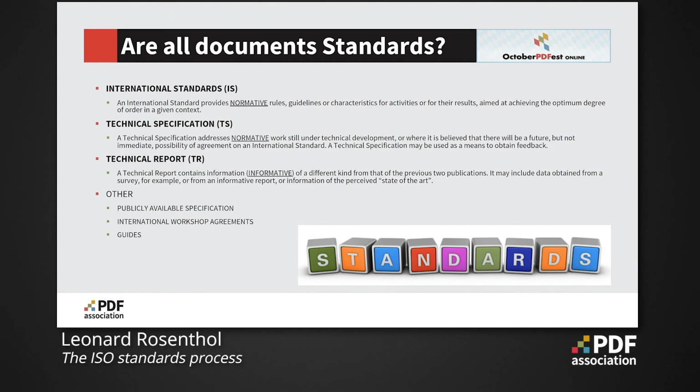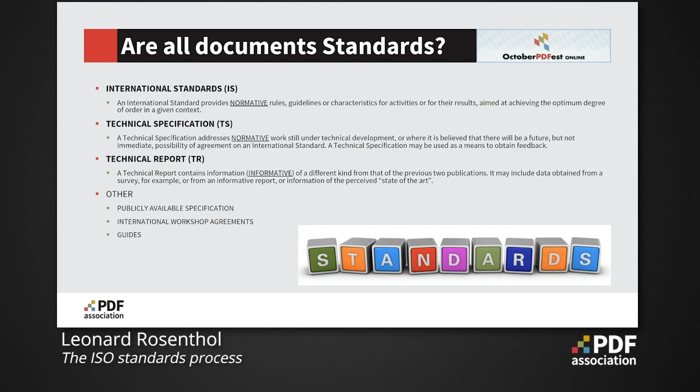In addition, it's also possible to create something called a technical report. Whereas technical specifications and international standards are normative, meaning that you have to follow the rules and the requirements, a report is informative. It's simply a bunch of information about something. And that could be anything from simply the results of a survey, an informative report, a state of the art, a best practice document. These would all be examples of TRs.